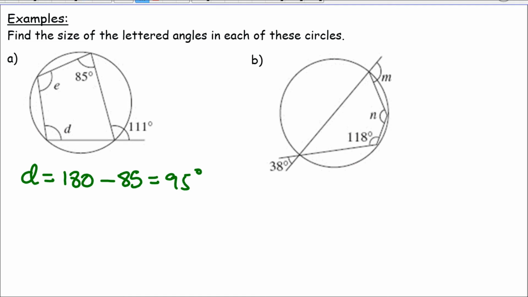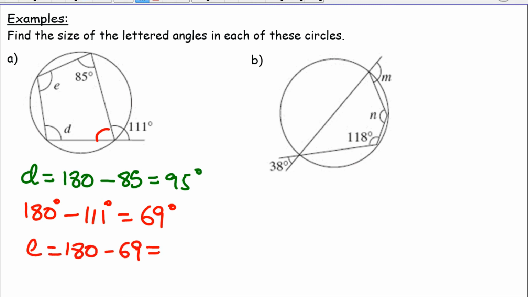And then we can move to E. Before we work out E, we can work out this missing angle here. So this angle here will be equal to 180 minus 111 degrees, which will be equal to 69. So that will be 69 degrees. So which means that angle E will be 180 minus 69, which will just give us 111 degrees. Okay?